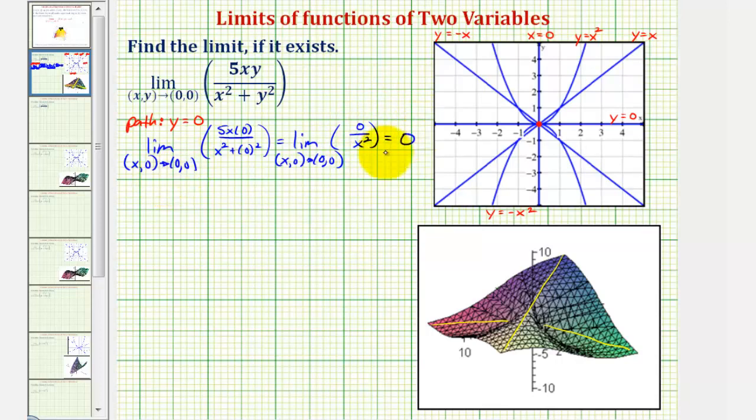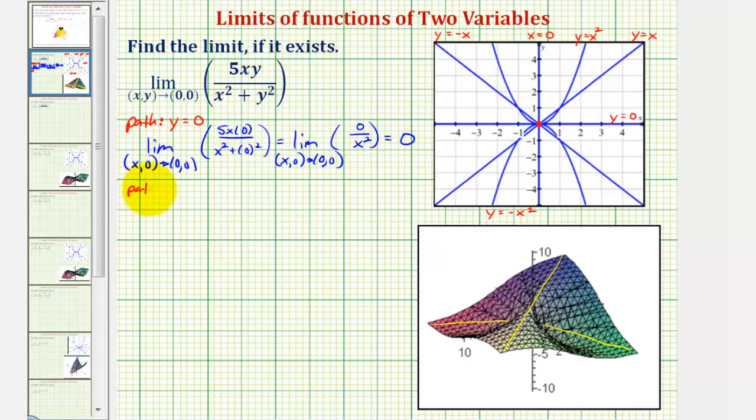Now be careful here, this does not mean our original limit is equal to 0. This only indicates that along this path, or along the x-axis, as we approach the origin, the limit equals 0. For this limit to exist, all the paths approaching the origin would have to result in the same value of 0. So now let's go ahead and consider the path along the y-axis, where x equals 0.